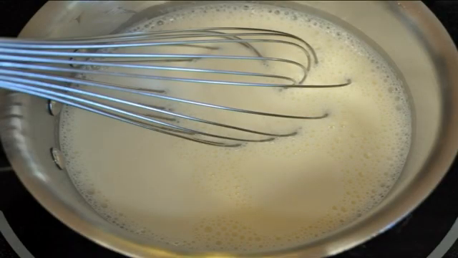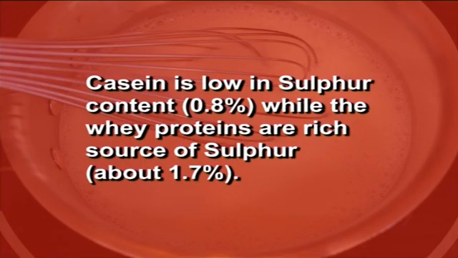The phosphate groups are responsible for many of the important characteristics of casein. It helps in binding calcium and hence making it a nutritionally rich protein, particularly for the young ones. The phosphate is also responsible for the very high heat stability of milk. Casein is low in sulfur content, about 0.8%, while the whey proteins are a rich source of sulfur, about 1.7%.